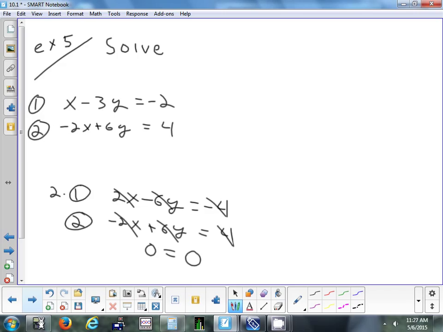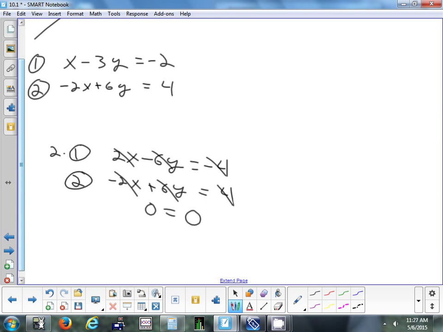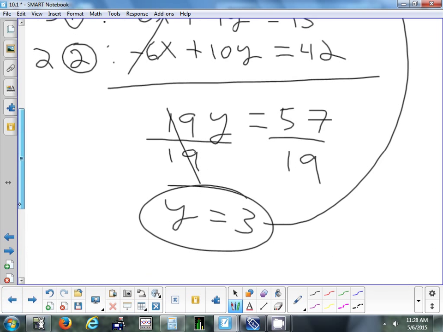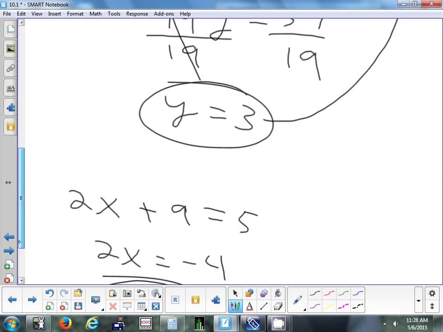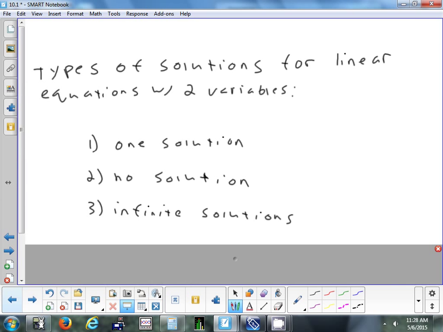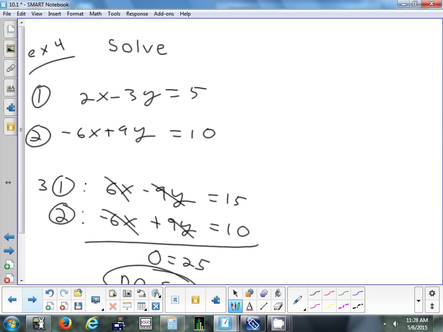Again, I told you, once you reach the point where your variables are gone, if you have a number equals a number, you're done. We have to interpret what this means. James, what does that mean? That's true. Okay, it is true, so what's my answer? One solution. No, not one solution. If it was one solution, it would come out something like this type of problem. You'd get one number, you'd plug it back in and get the second number. So this is not a one solution problem.